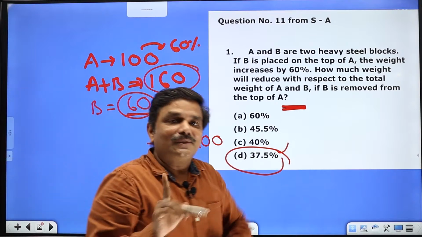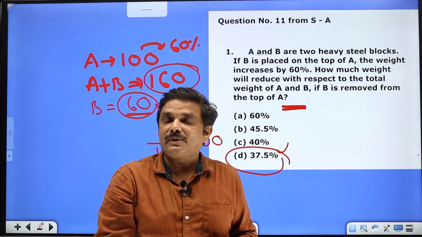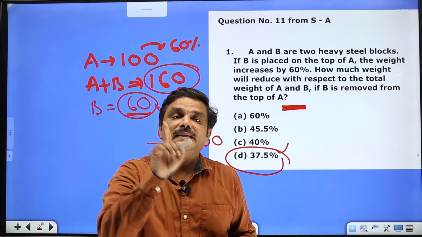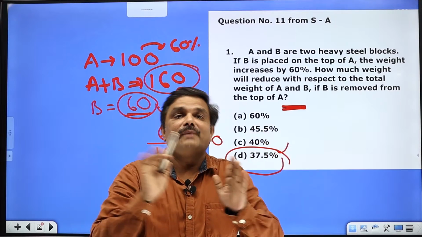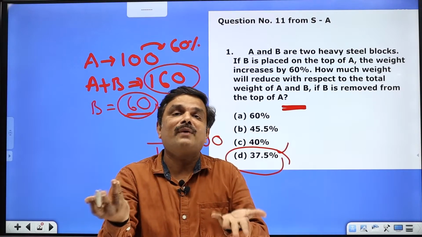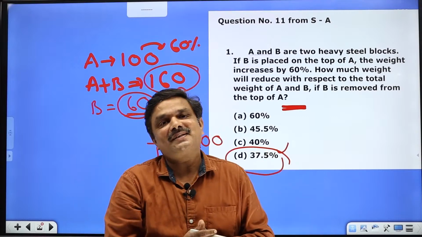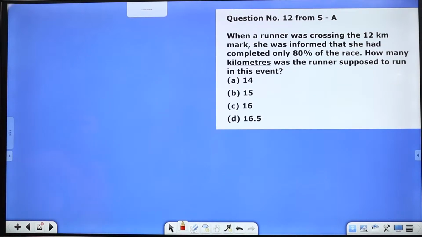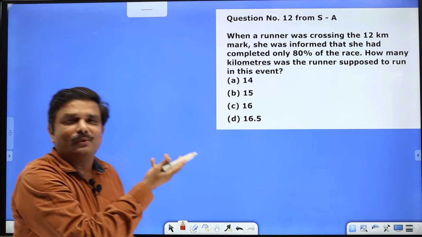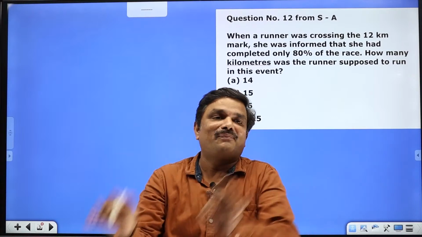Got the clarity? See students, if you know the concept of percentages, you can do almost 4 to 5 questions in CSAT exam every year. They are giving minimum 4 to 5 questions. 5 questions means 2.5 into 5. You will get those many marks. They're very simple. Now go for the next one here. Now you see students, how simple question this one is. They are just gifting 2.5 marks to you.